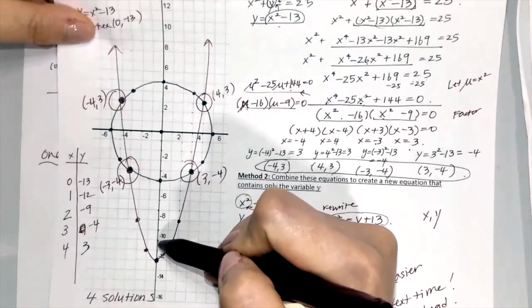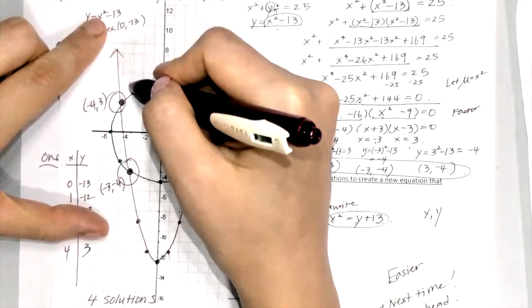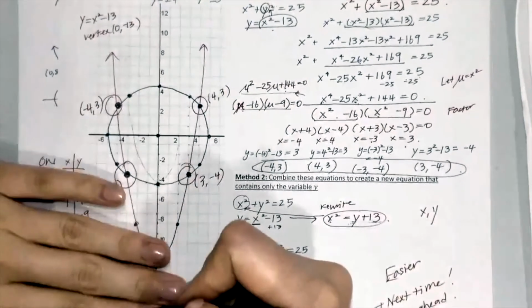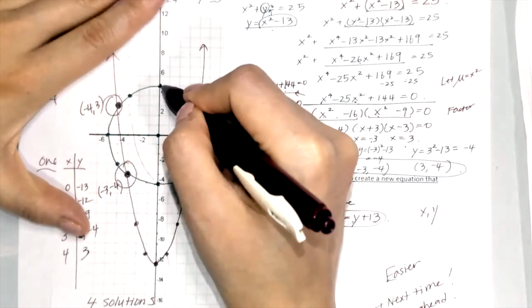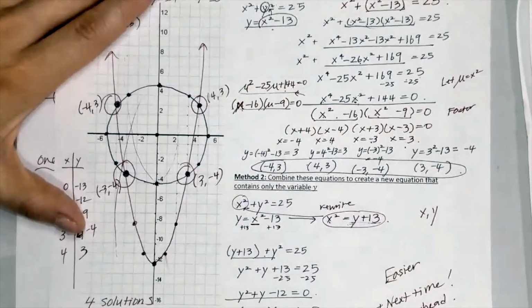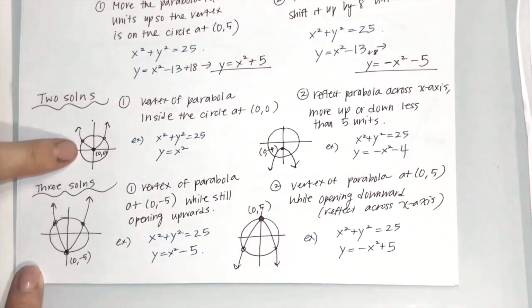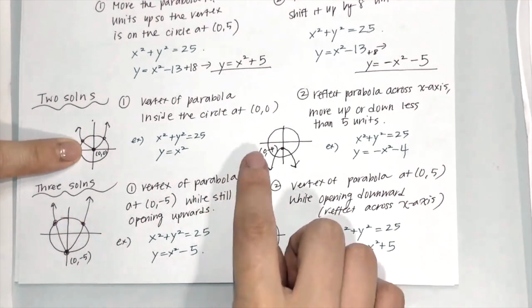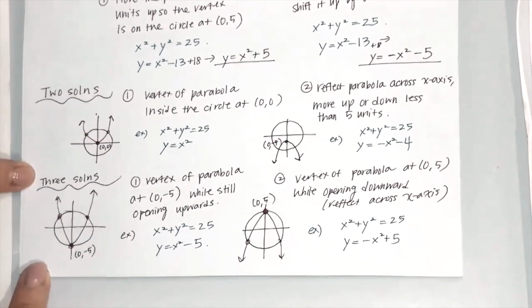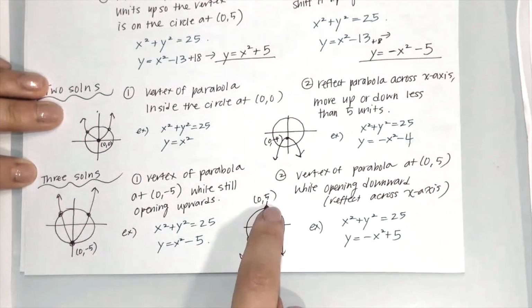I can move it up just enough so that the vertex is right on the circle, and that will give you 3 solutions. Same thing, reflect it, and then move it up so that the vertex of the parabola is here. So then this is also another 3 solutions. Here are the possibilities for 2 solutions. Vertex of the parabola inside the circle, right? Opening up and down. While inside the circle is the vertex. 3 solutions, opening up or down, but the vertex is on the circle, on the edge of the circle.